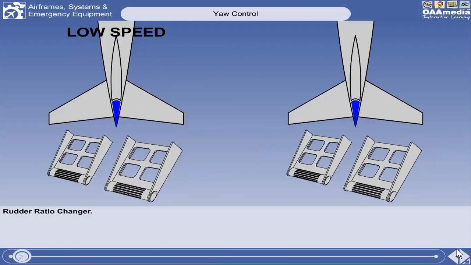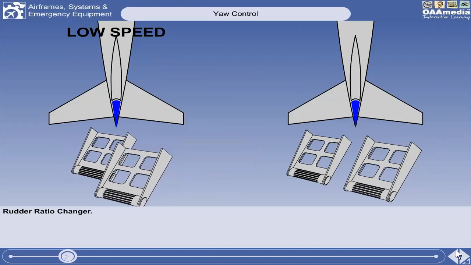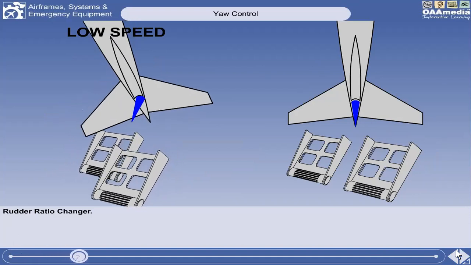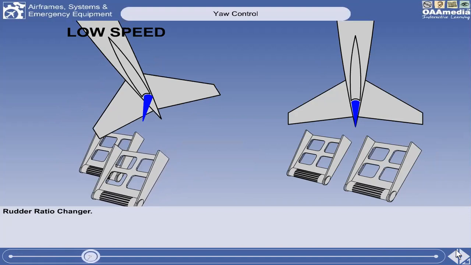With a simple control system, full rudder pedal movement will provide full rudder deflection. With high-speed multi-engine aircraft, it is necessary to have large rudder deflections available at low speed to allow the aircraft to be controlled in the event of engine failure. However, when flying at high speed, full rudder deflection would cause excessive loads on the structure.